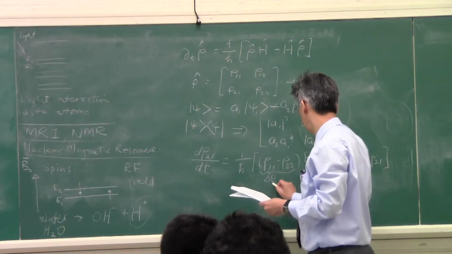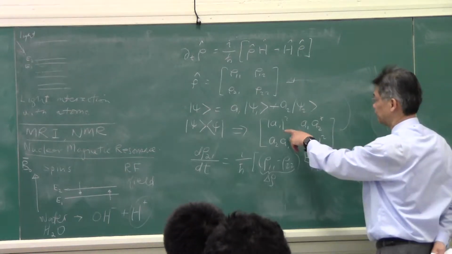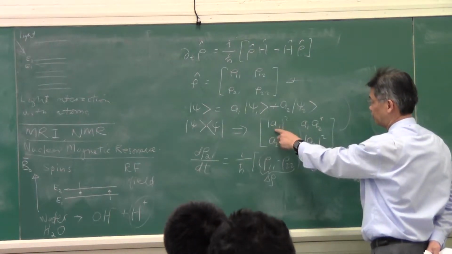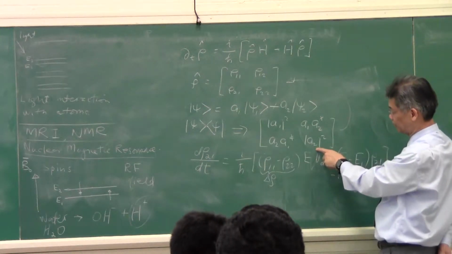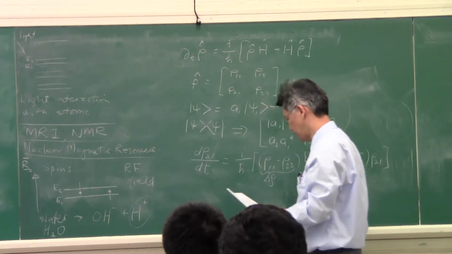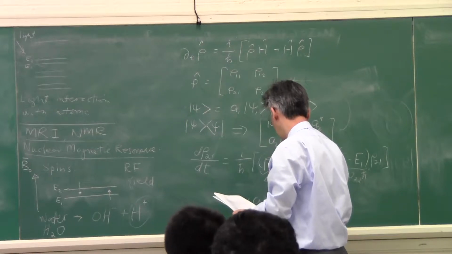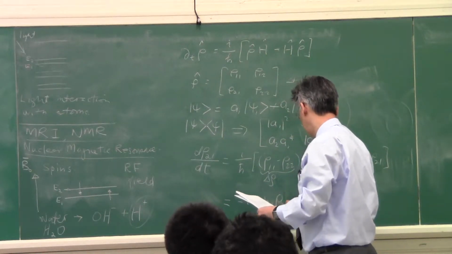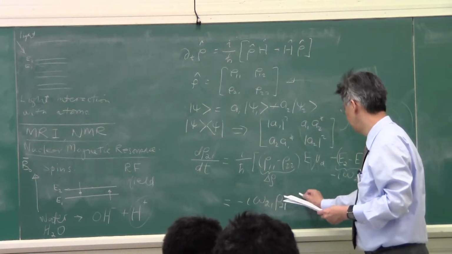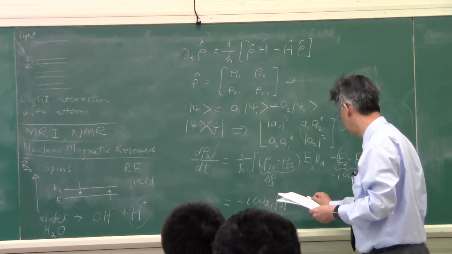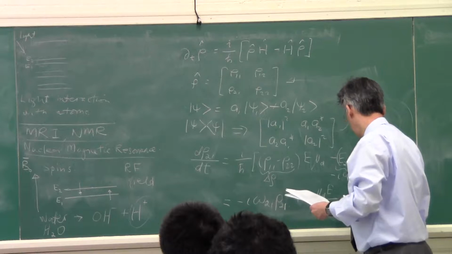And then we can call this delta rho. Delta rho is the difference between the probability of finding the electron in energy level 1 minus the probability of finding the electron in energy level 2. So we can write this equation as being equal to minus i omega 21 rho 21, which is this term over here, plus a term that comes from the presence of the electric field, mu d E over h bar delta rho.